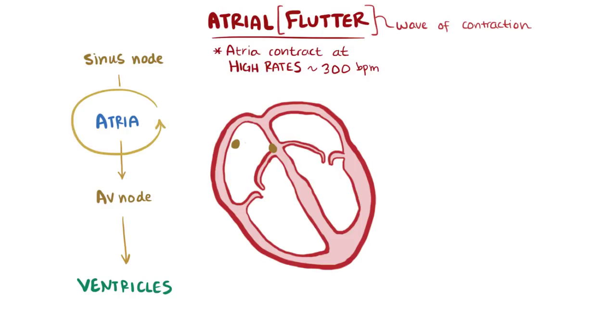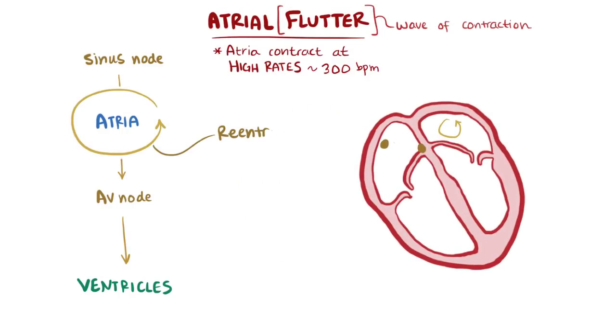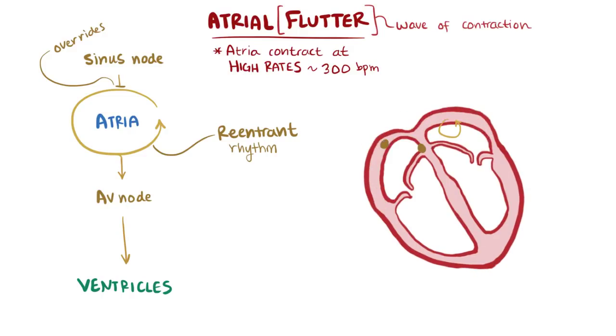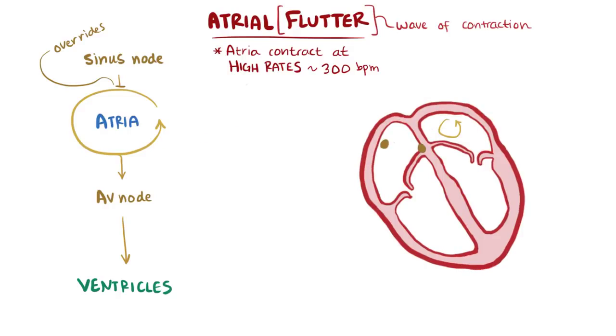With atrial flutter, a re-entrant rhythm starts in either the right or the left atrium. Re-entrant signals loop back on themselves, overriding the sinus node and setting up an endless cycle that causes the atria to contract again and again and again, at really fast rates. There are actually 2 types.